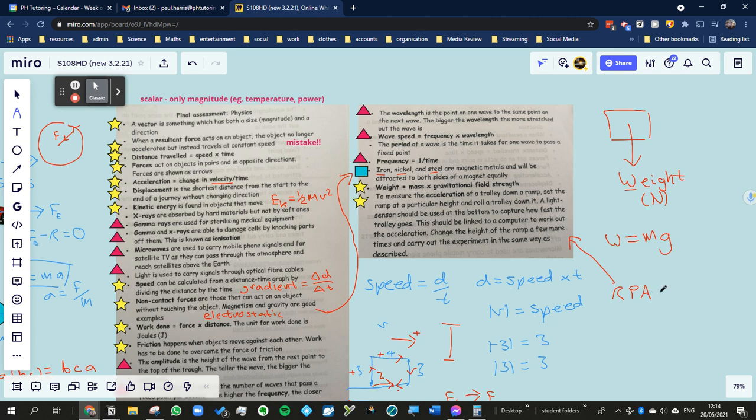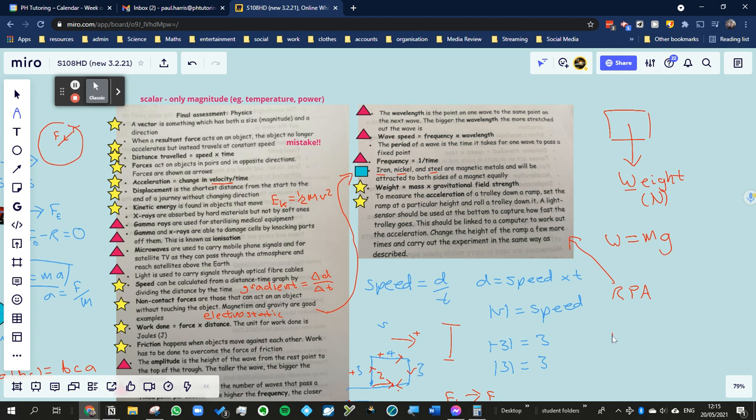Well, that's what they're called in AQA, at least. They're probably called something similar in other exam boards. They're using a light sensor, so you're using light gates to measure how fast it's going. This should be linked to a computer to monitor acceleration. If you want me to make a separate video on how this practical works, I can.